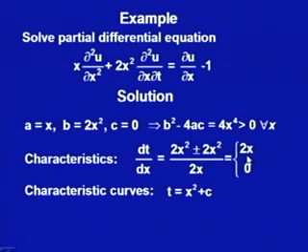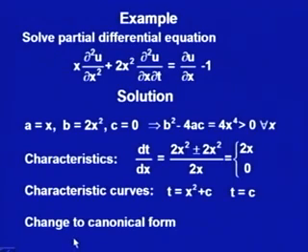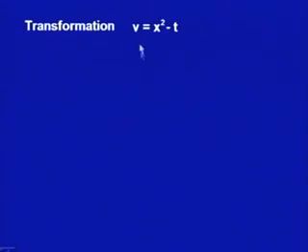So, we will get the two characteristic curves. Integrating dt by dx is equal to 2 x gives t is equal to x square plus c, and integrating dt by dx is equal to 0 gives t is equal to c. So, now we will change it to the canonical form. For that we require transformations based on these. So, this transformation would introduce v is equal to x square minus t and z is equal to t.